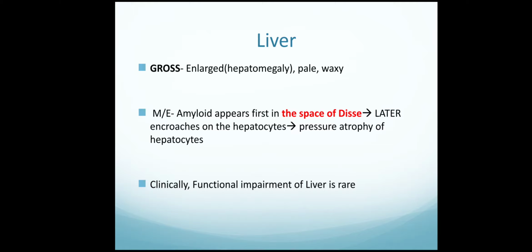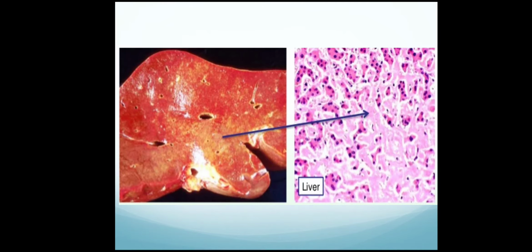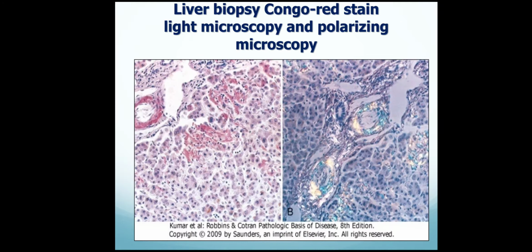Now next is liver. So liver, when amyloid gets deposited, becomes enlarged and has a pale and waxy translucent appearance. On microscopy, amyloid first appears in the space of Disse. So this is an important MCQ, and later it encroaches on the hepatocytes and will ultimately cause pressure atrophy of the hepatocytes. But clinically, functional impairment of the liver is rare to be seen. Now again this is the gross appearance of the liver. It is enlarged, pale and waxy, and here you can see this pink amorphous eosinophilic deposition of amyloid in between these trabeculae of hepatocytes.